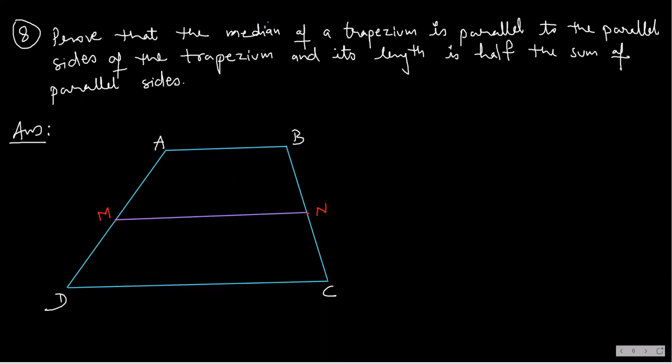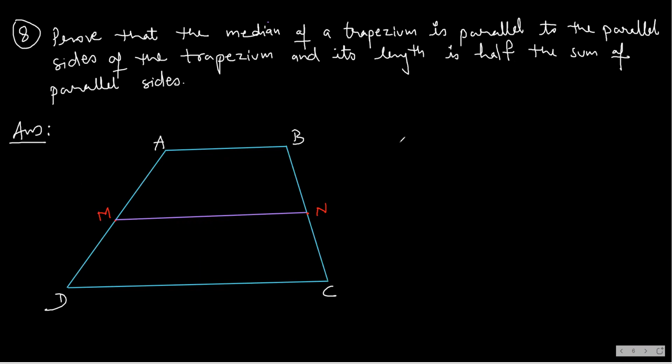Prove that the median of a trapezium, that is MN, is parallel to the parallel sides of the trapezium. I have to prove that MN will be parallel to AB and DC. Number 1 of the proof. And what is the second thing that I have to prove? I have to prove that its length, that is the length of MN, is half the sum of the parallel sides.